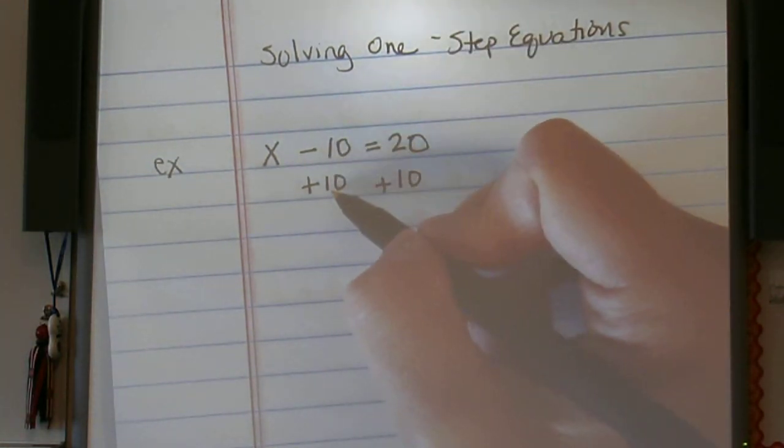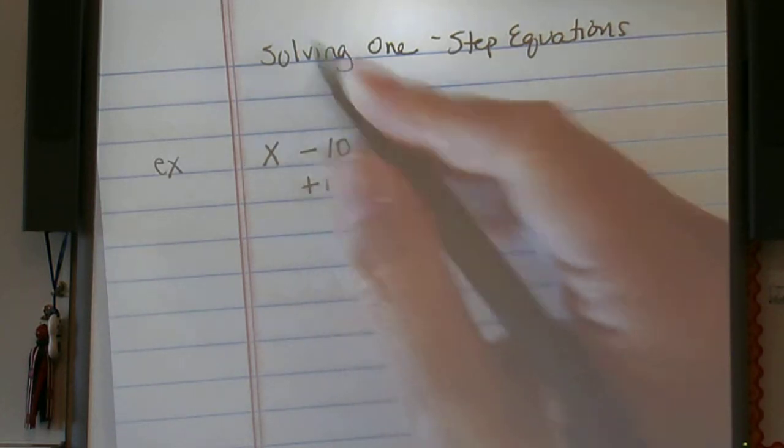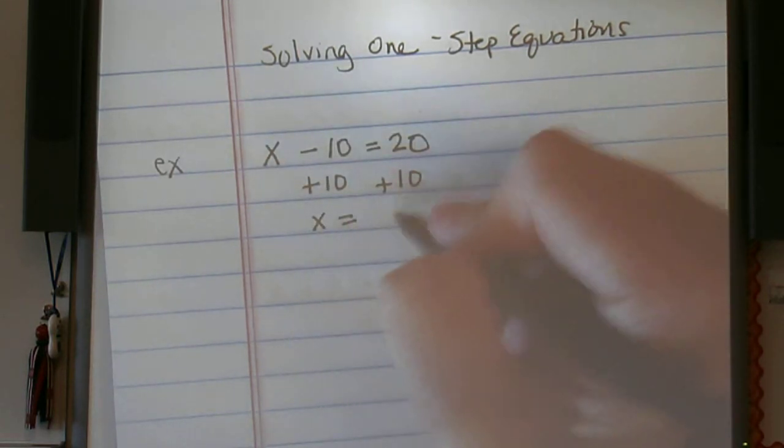Negative 10 plus 10 will give us 0. X plus 0 is x. So we have x equals 30.